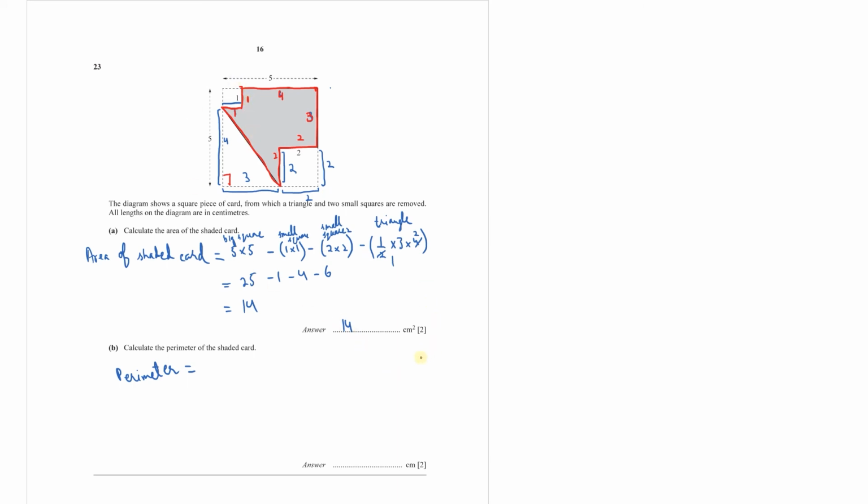Let me say the hypotenuse squared is equal to 3 squared plus 4 squared. So hypotenuse squared is 9 plus 16, 25, and if you take the square root of 25, you get 5. So this length here is 5. Let's add these up. Let's start from the top and go in a clockwise direction: 4, 3, 2, and add them all up. So 4 plus 3 plus 2 plus 2 plus 5 plus 1 plus 1. So 4 plus 3, 7, 9, 11, 16, 17, 18. So your perimeter is 18 centimeters.